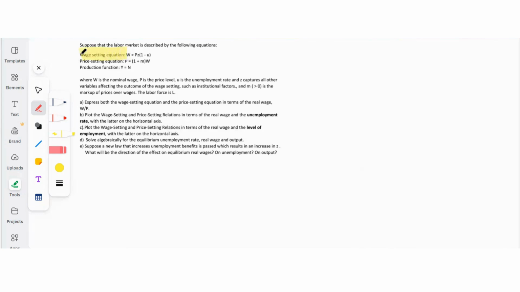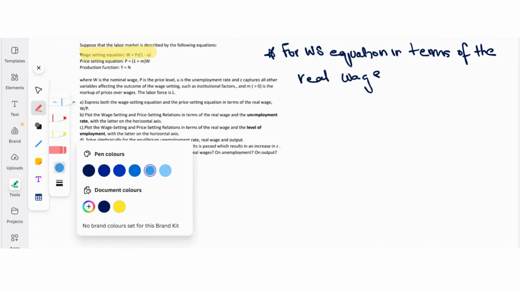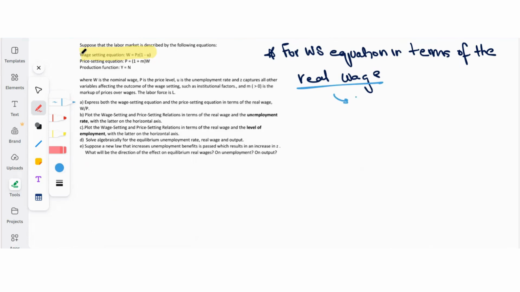So this is the wage setting equation. Let's work with this first. So for the WS equation in terms of the real wage, now remember the real wage is the nominal wage W divided by the price level P. So this is the nominal wage.